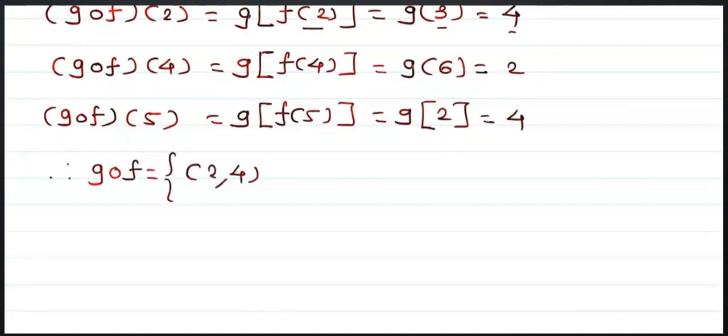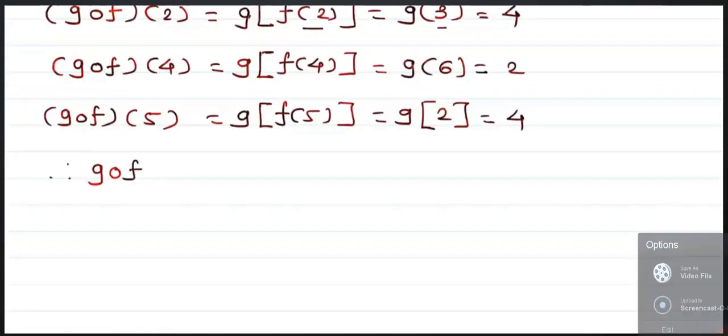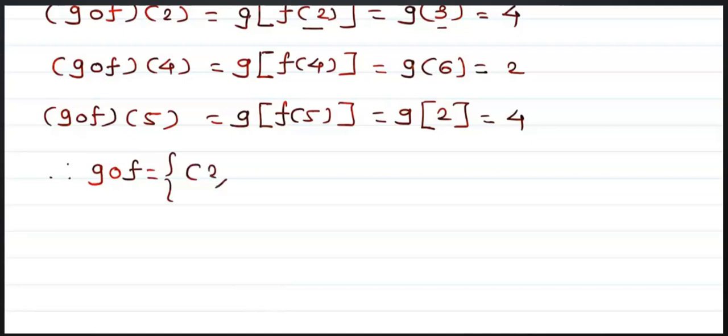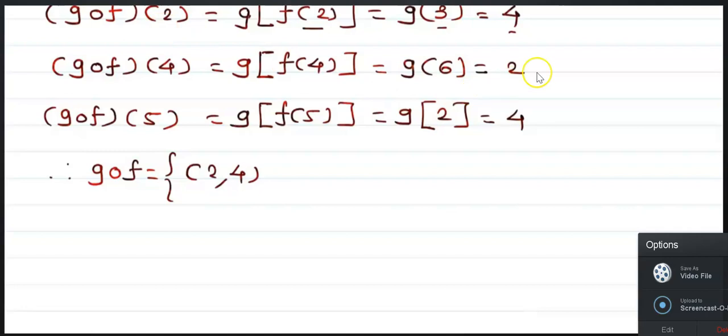Therefore, we have their ordered pairs: 2 to 4, 4 to 2 and 5 to 4. The composite function g o f is: 2 has image 4, 4 has image 2, and 5 has image 4.